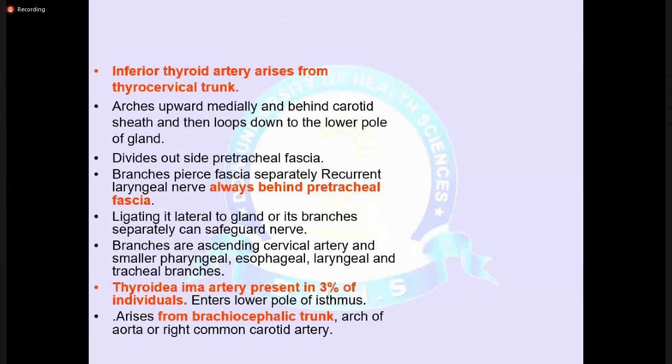Then we have the inferior thyroid artery, which arises from the thyrocervical trunk, and it supplies the posterior aspect of the thyroid gland and the inferior part of the lobes of the thyroid gland. Then at times you have another artery which arises from the brachiocephalic trunk or the arch of aorta or the right common carotid artery, which is known as the thyroid ima artery.